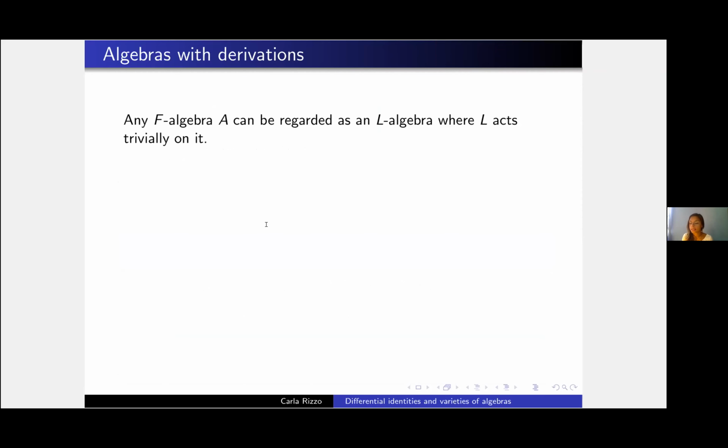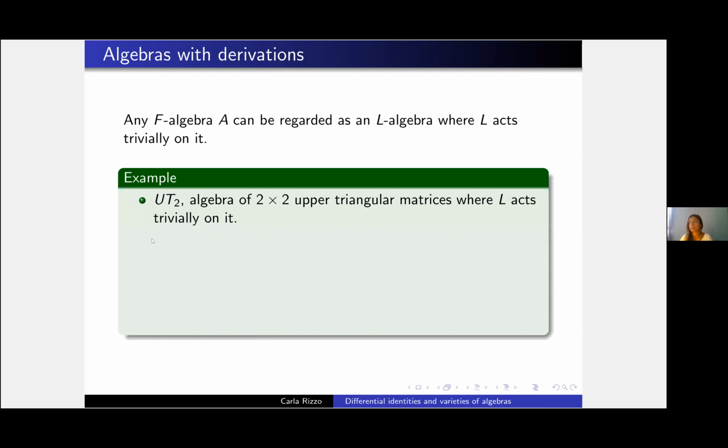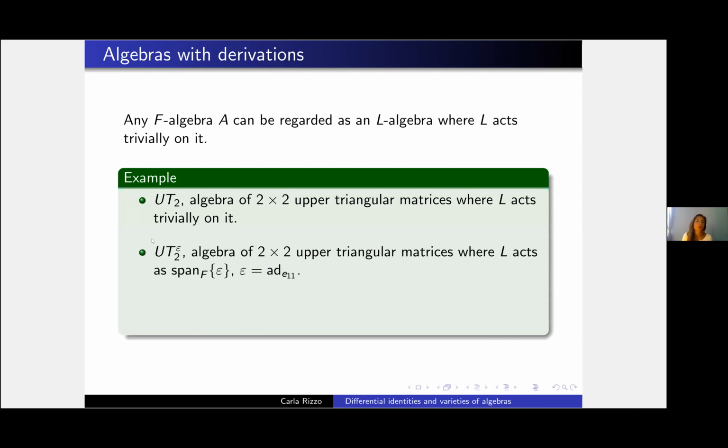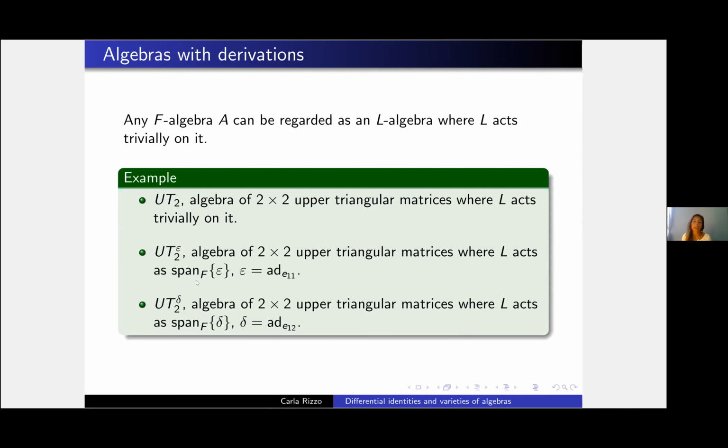It's clear that any associative F-algebra can be regarded as an L-algebra where L acts trivially. This is because the universal enveloping algebra is an associative algebra with unit. So, for example, the classical algebra UT2 of 2 times 2 upper triangular matrices is an L-algebra where L acts trivially. Another example of an L-algebra is the algebra of 2 times 2 upper triangular matrices where this time L acts as the one-dimensional Lie algebra spanned by the derivation epsilon, and we call it UT2 epsilon. Another example is where L acts as the one-dimensional Lie algebra spanned by the derivation delta, and in this case we call it UT2 delta. These three algebras are all distinct L-algebras.